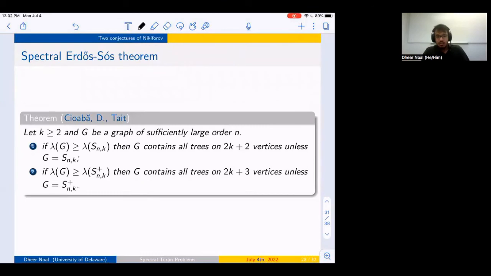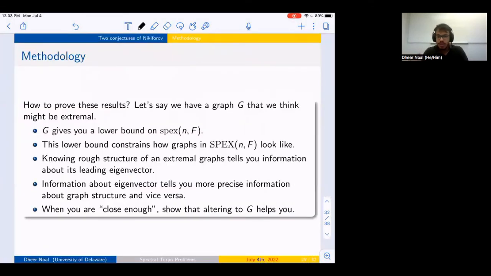All right, and then we thought of whether or not we could use the same techniques to answer the spectral Erdős–Sós problem. And it turned out by just making a few tweaks, we were able to. And so maybe I'll describe the methodology that we used by using the Erdős–Sós problem as an example.